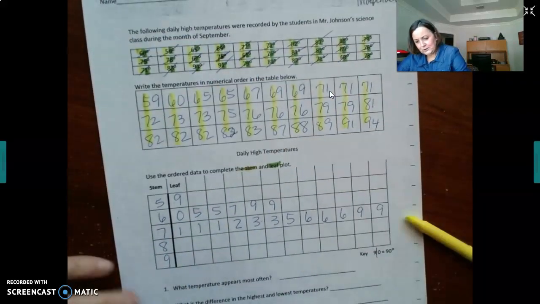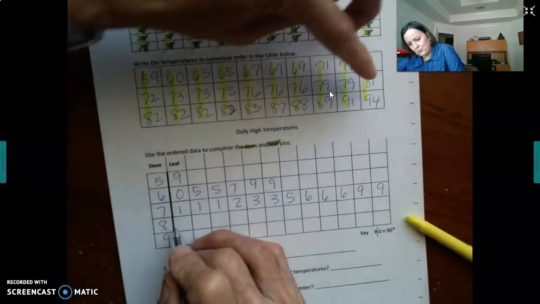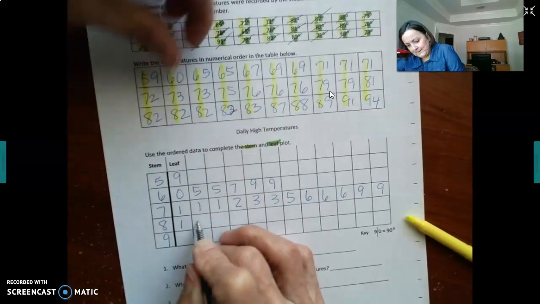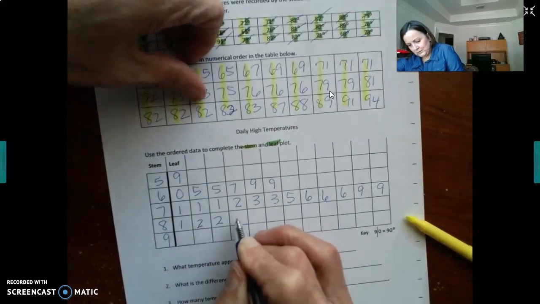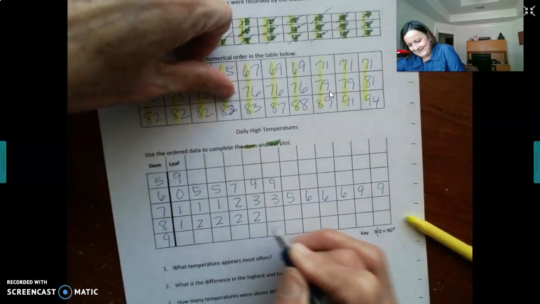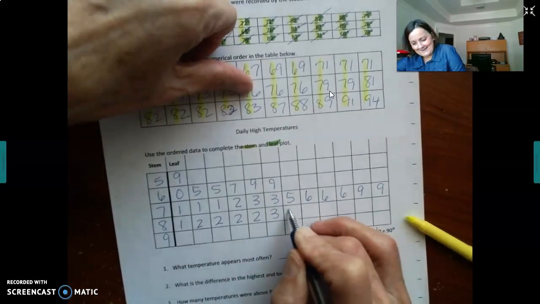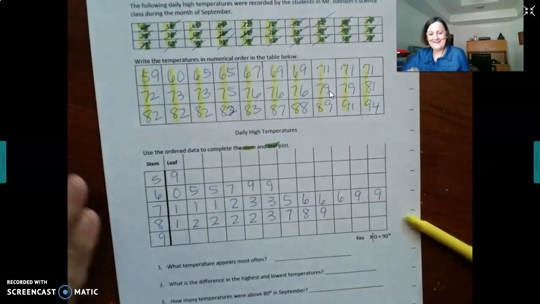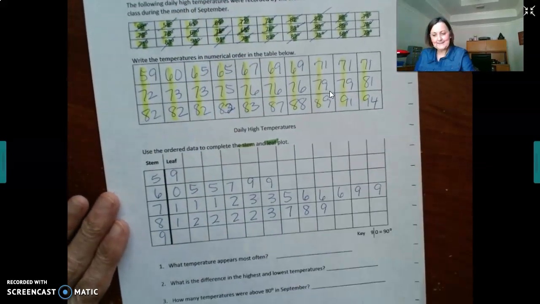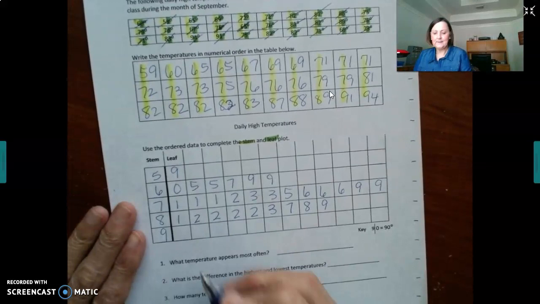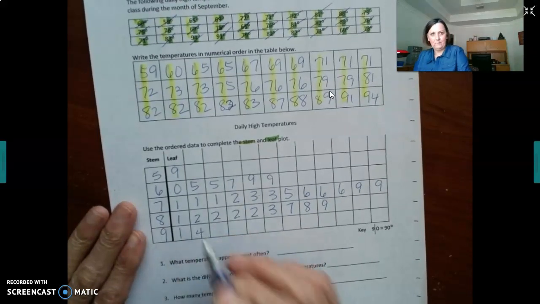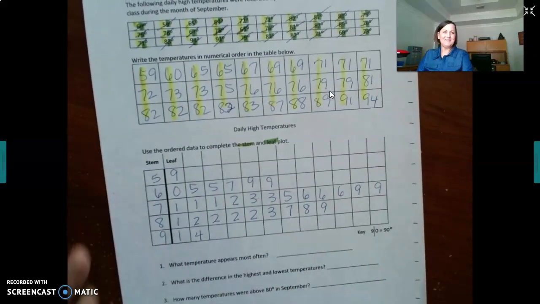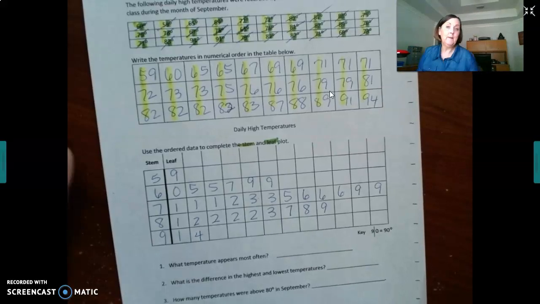Now we're going to go to our 8th stem and record our leaves. 1, 2, 2, 2, 2, 3, 7, 8, 9. And now our last stem is the 9, so we'll record our leaves. 1 and 4.